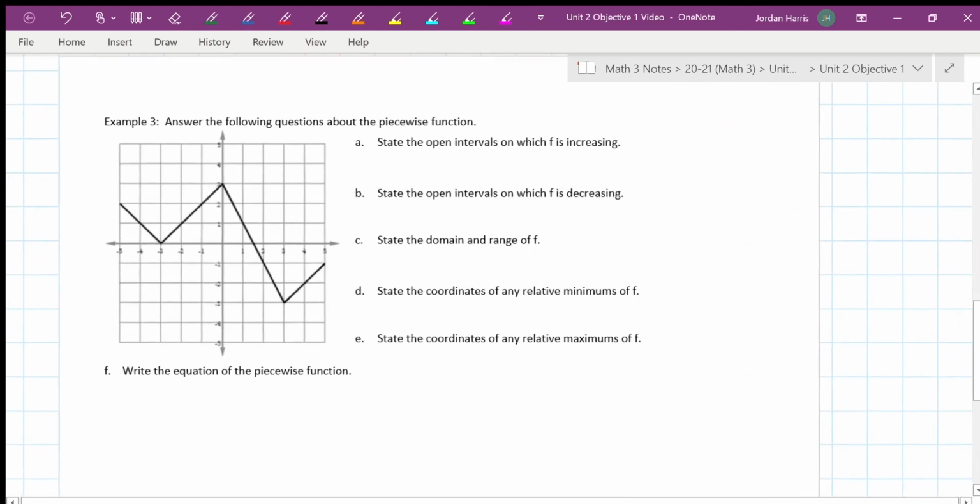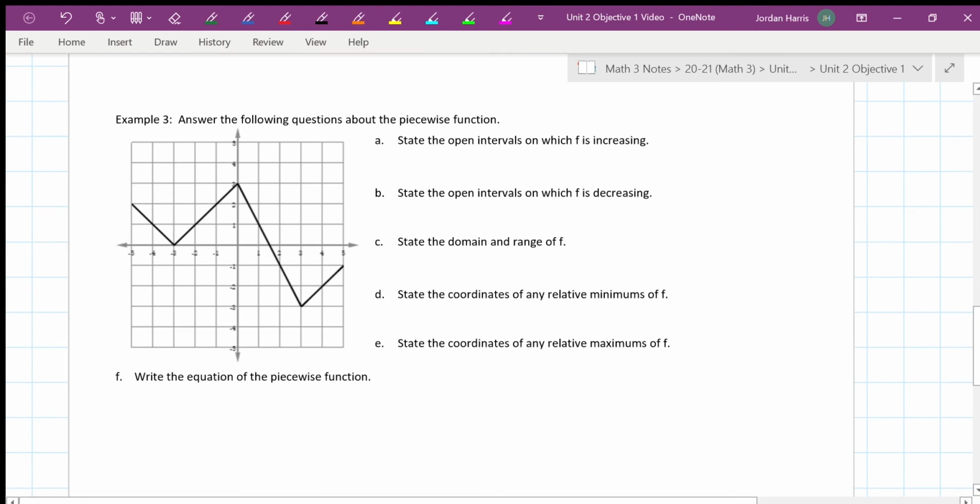So example 3, we got a little bit more going on here. It says state the open intervals where it's increasing, decreasing, state the domain and range, state the relative minimums, state the relative maximums, and we are going to skip part F. We're not going to deal with that this year. We don't have to write the equation of the piecewise function, so you can cross that out. So first, it is the open interval where we are increasing, open interval where we're decreasing, coordinates where we have a relative minimum, and coordinates for relative maximum.